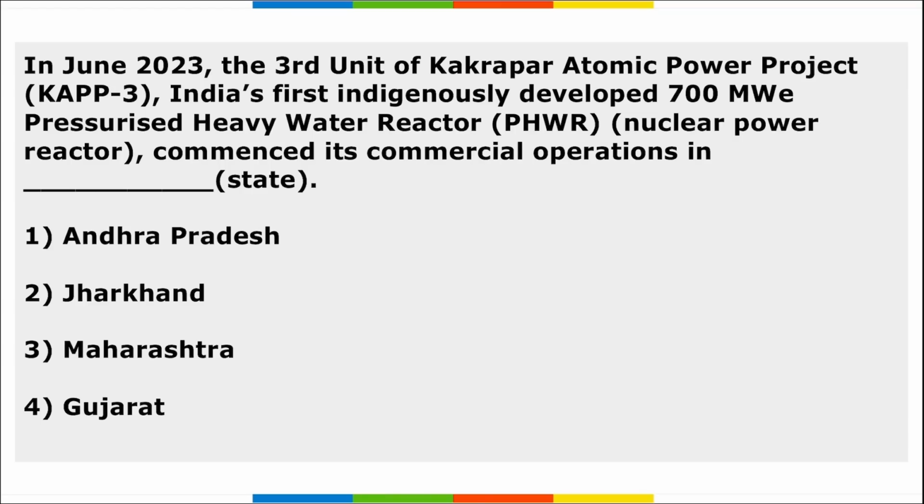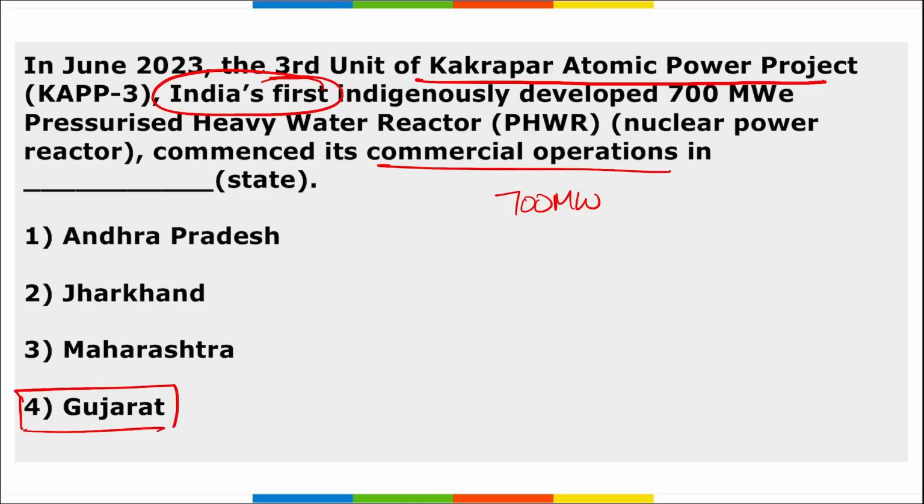Next question. The third unit of the Kakrapar Atomic Power Project, that is India's first indigenously developed 700 megawatt pressurized heavy water reactor, has commenced its commercial operation. In which state? It has commenced commercial operation in the state of Gujarat. Correct? And remember, 2 more units will be starting their commercial operations soon here.